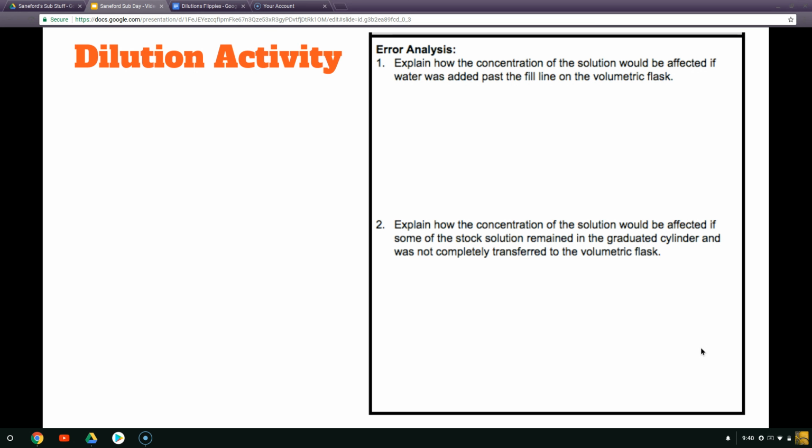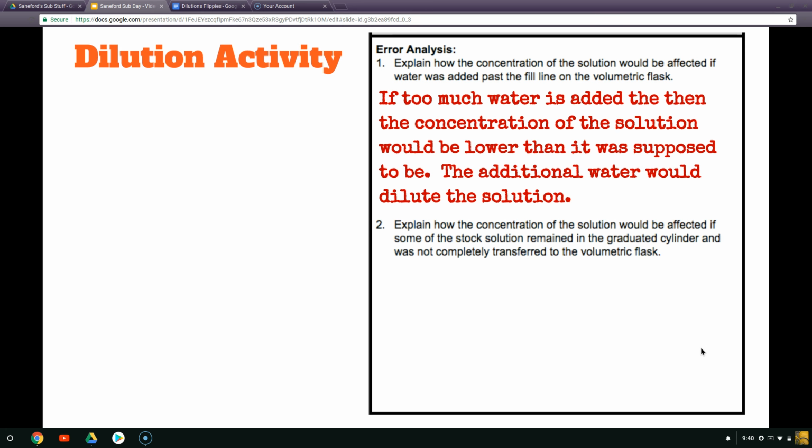So there's some error here that we can talk about. So 1, explain how the concentration of the solution would be affected if water was added past the fill line, like if you were being careless and accidentally added too much water in the volumetric flask. So if that happens, that means the concentration will be lower. The additional water dilutes the solution, so it decreases the concentration.